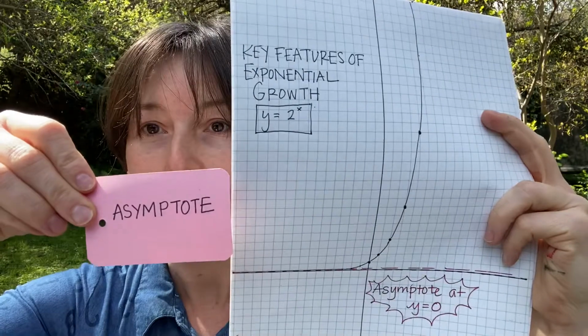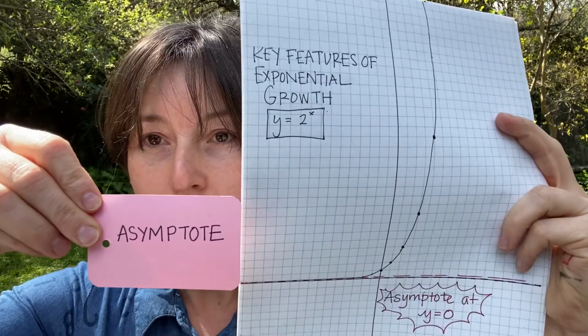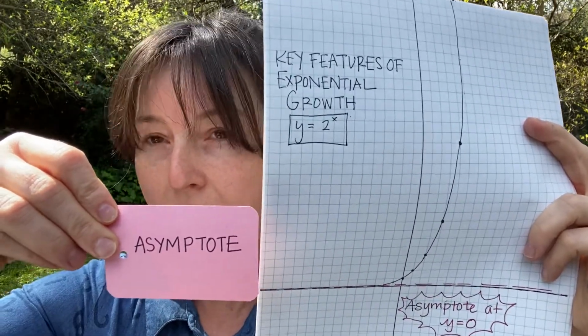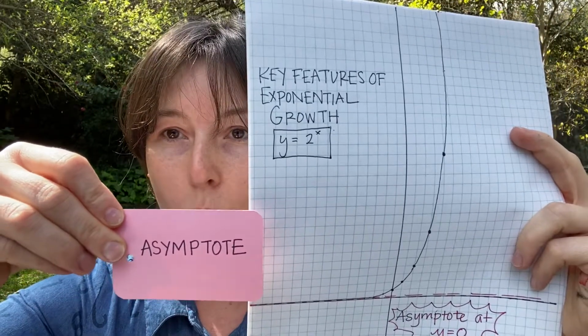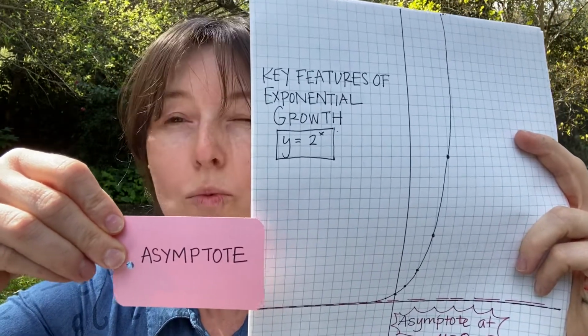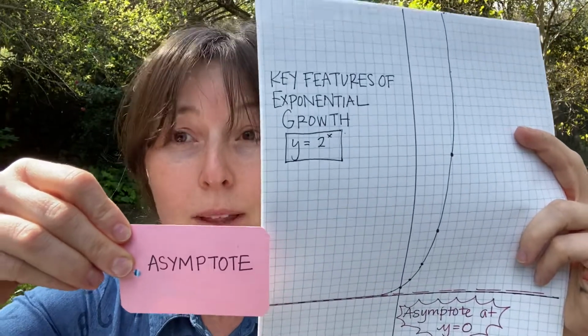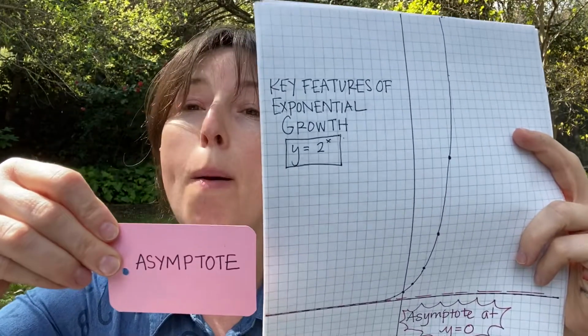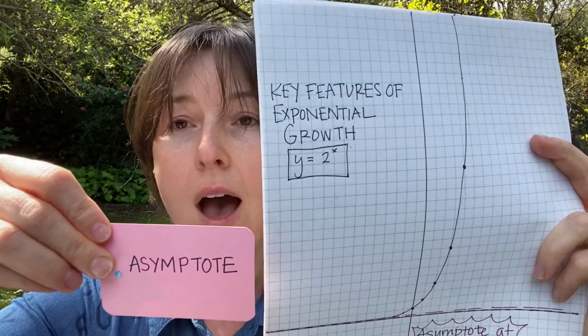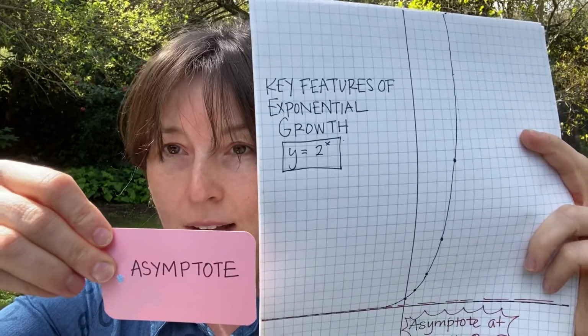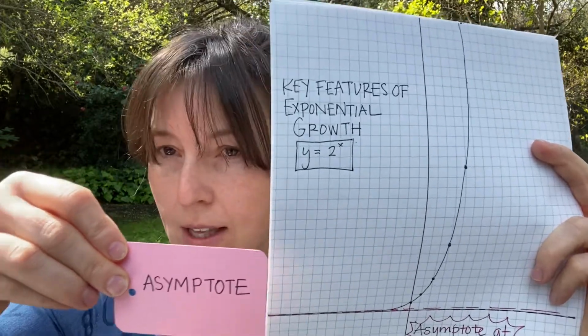Vocab alert: asymptote. Notice there's a P there, but it's silent. You don't say "asymptote," it's "asymptote." An asymptote is when your function gets really close to a line. Basically, it's so close to the line we can't even tell the difference. When you have an asymptote, your function just gets super close to it.